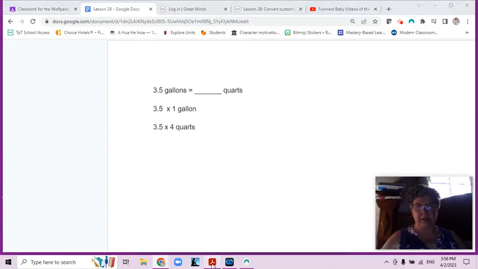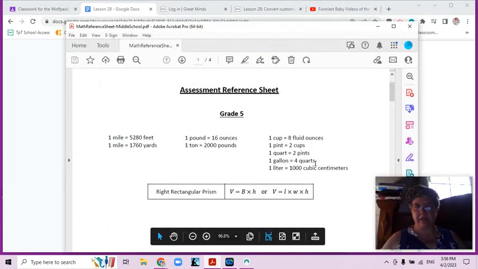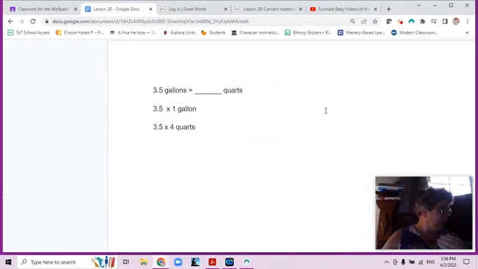And if you didn't know that, you could look at your reference chart. 4 quarts equals 1 gallon. All right, now before we do this, let's think about, are there going to be more gallons or more quarts? If there's 4 quarts in 1 gallon, then we're going to end up with more quarts, right? Okay, so then we need to do the multiplication here.